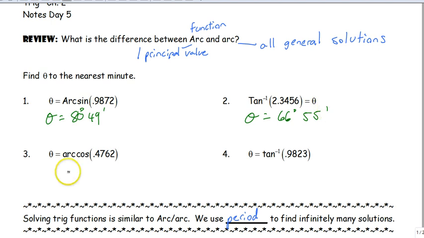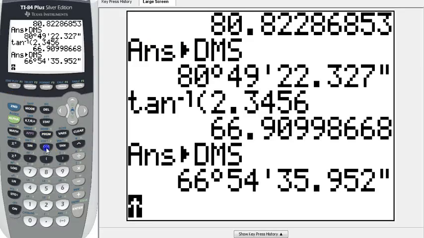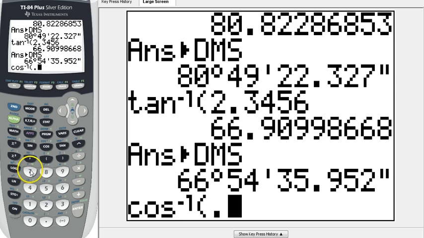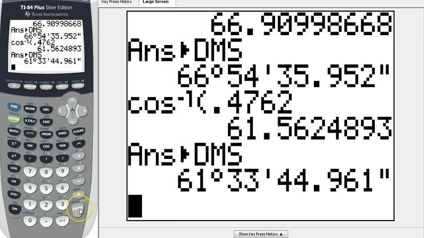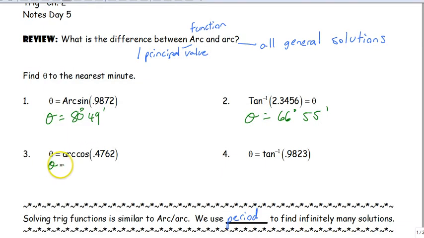Okay. Arc cosine. This is one. Now it's little arc, so we have to do the multiple values. Okay, so I'm going to do arc cosine of 0.4762. And I hit enter. And I do second angle and hit 4. And I get 61 degrees, 34 minutes. So theta is equal to 61 degrees, 34 minutes plus 360K.